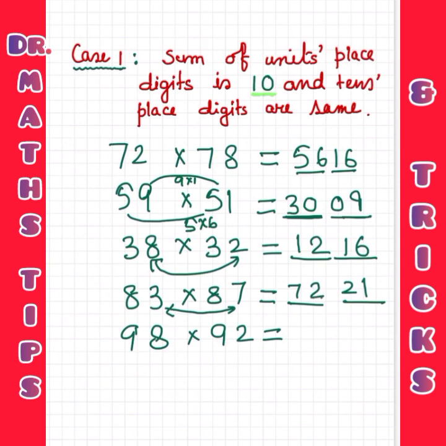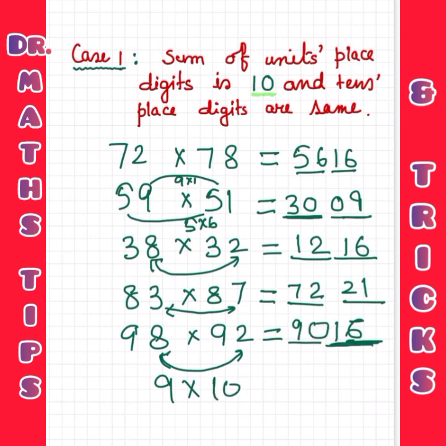Now go for another multiplication, 98 into 92. Multiply 8 and 2, that is 16, and 9 into 10, that is 90. Put it here, 90. Our multiplication is done.